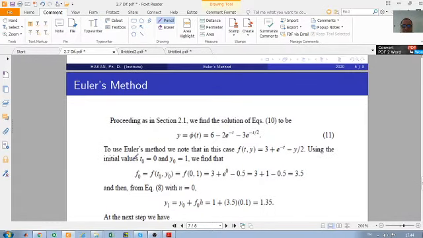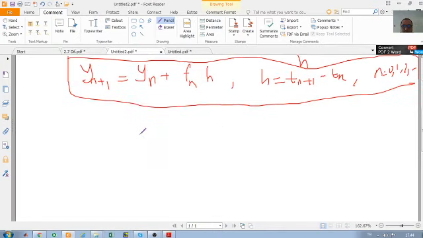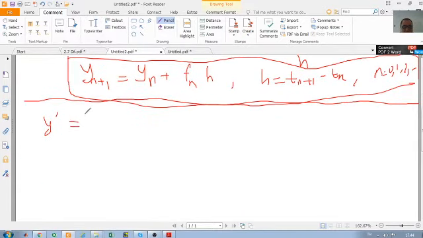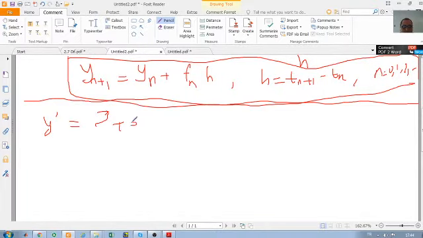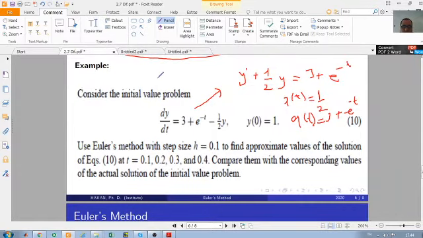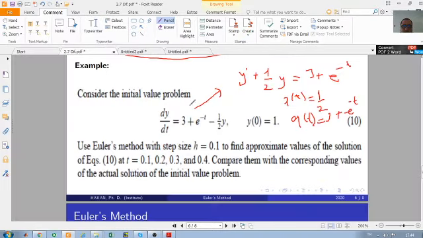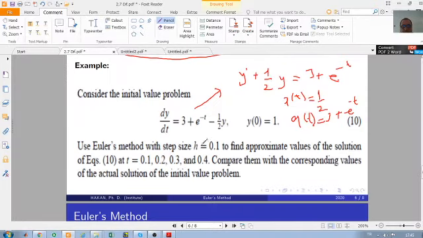To use Euler's method, we know that in this case f of t, y, namely y prime, is equal to 3 plus e to the power minus t, minus 1 over 2 times y, and the initial point is y0 is equal to 1, which means t0 is 0, and we know h, the step size, is 0.1.